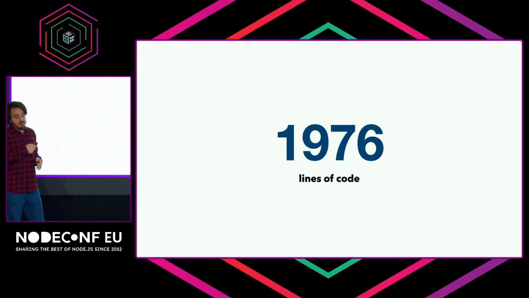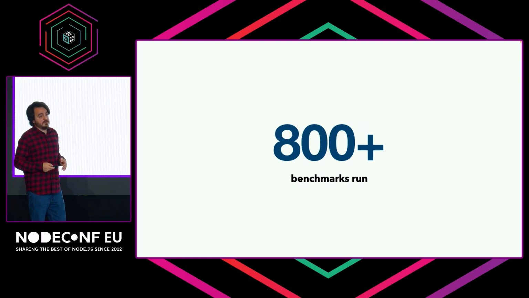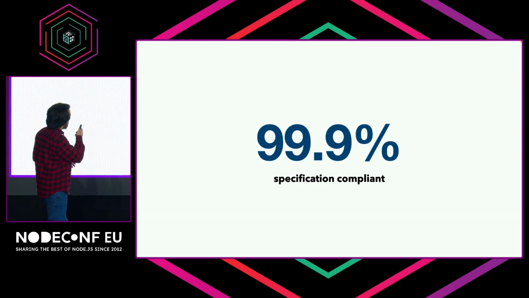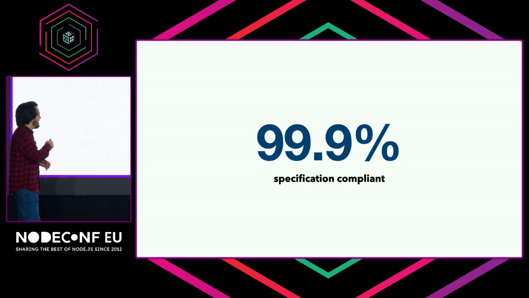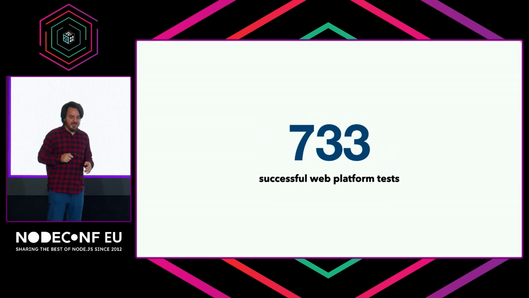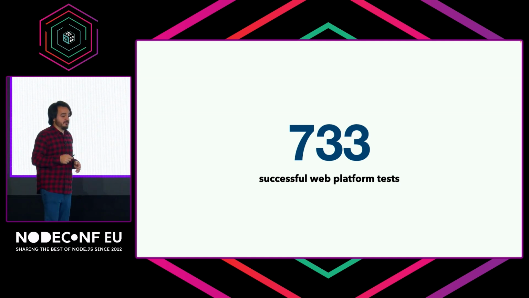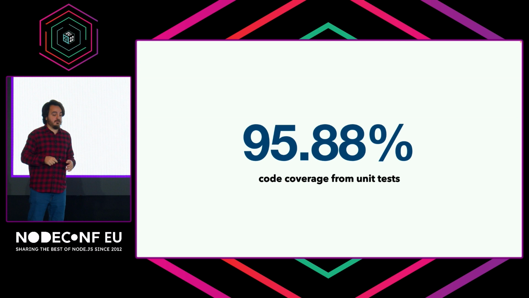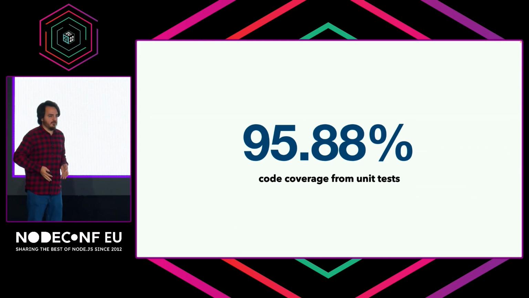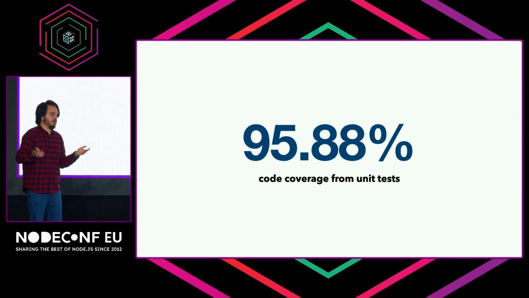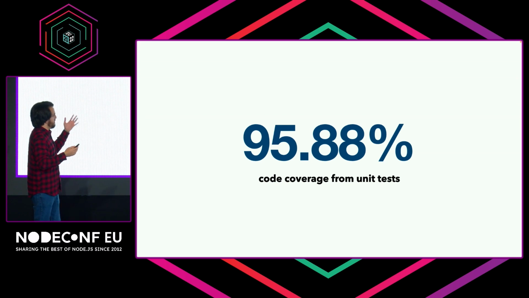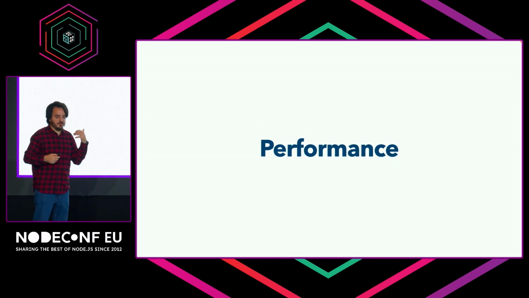So let's give some statistics about the work that was done. It was 1,976 lines of code, and 800 plus benchmarks were run. It is 99.9% spec compliant. Only one test was still failing, which I don't have the patience to fix. On top of that, 733 web platform tests were run successfully, with only 95% code coverage. This means that the web platform tests that are suggested right now do not cover every case, which I'm quite shocked by, since it's not 100%. But yeah, it's important to talk about.